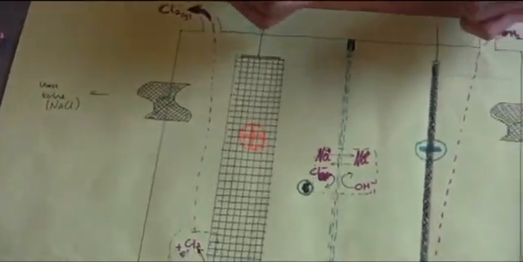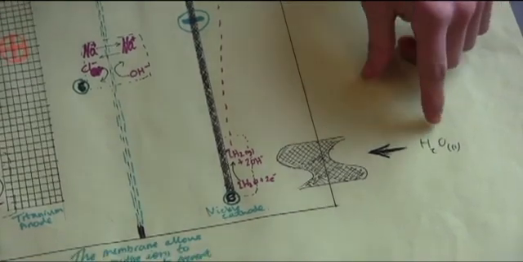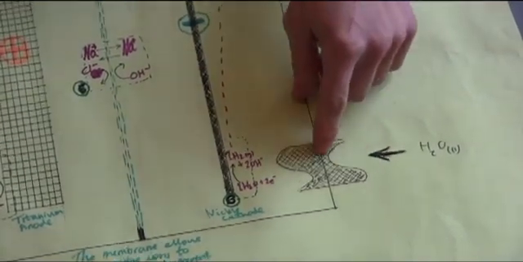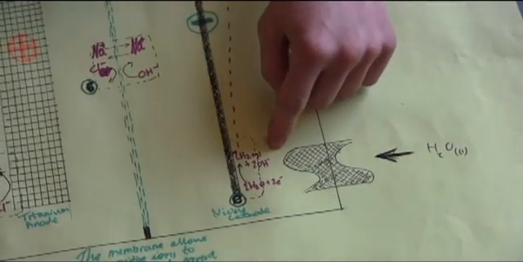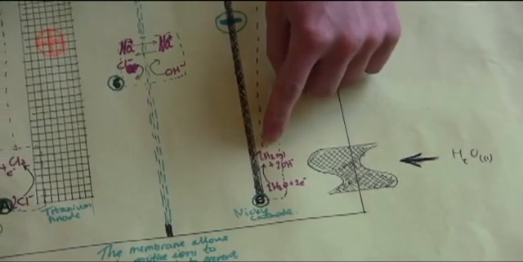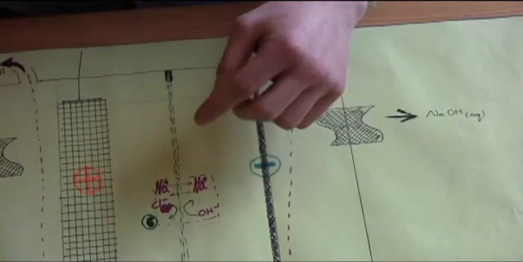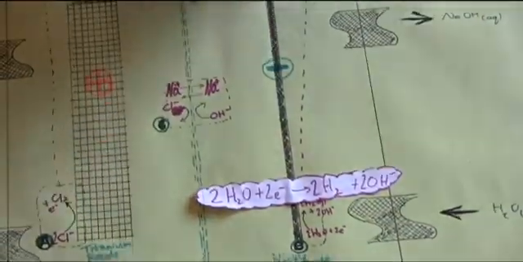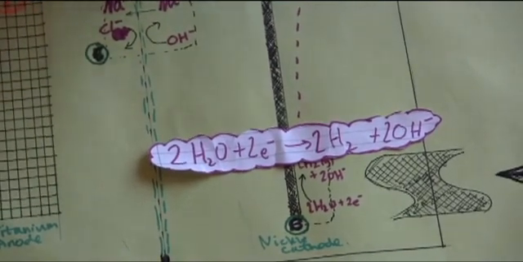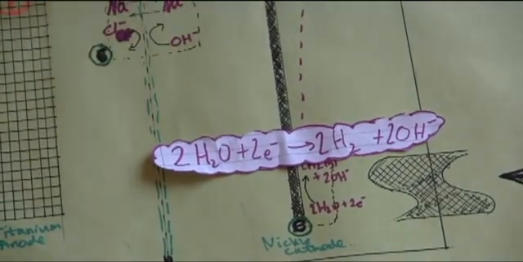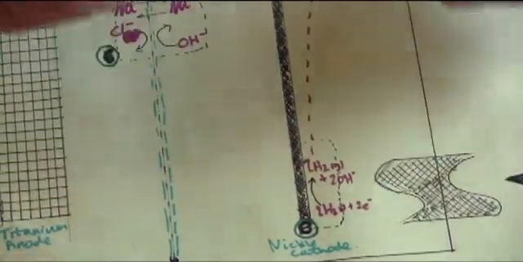Now in the second chamber of the membrane cell, we've got water that comes in through here, and the water is reduced to hydrogen gas and hydroxide ions. So the hydrogen gas comes up through here and is collected here, and the equation for this would be 2H2O plus 2 electrons, which means water has been reduced to form H2 and 2OH- ions.